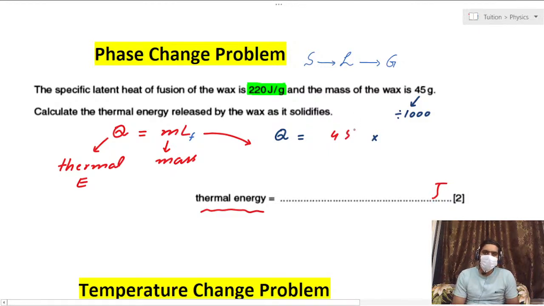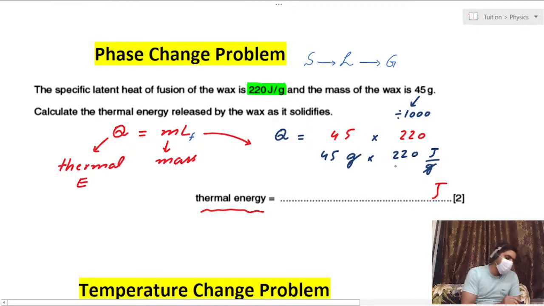So that's why I'm going to write 45 into 220. Generally we don't write units in the calculation, but just for the sake of understanding, you can say 45 grams into 220 joules per gram. This gram is cancelled out by this gram. The answer would be 45 times 220. The answer would be in joules.